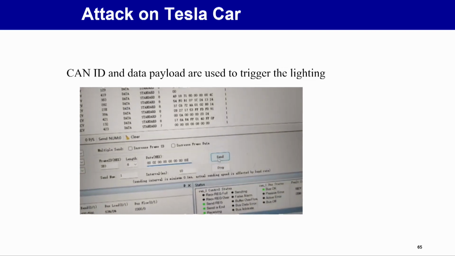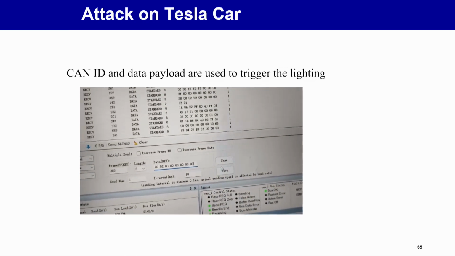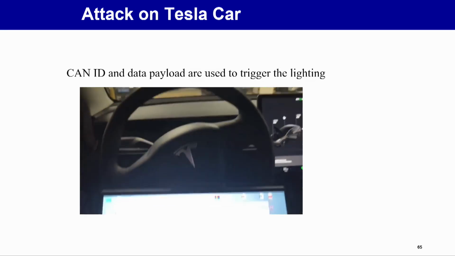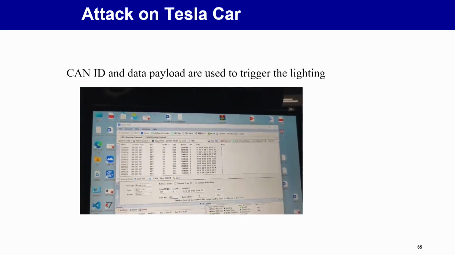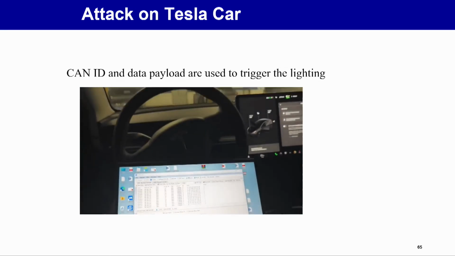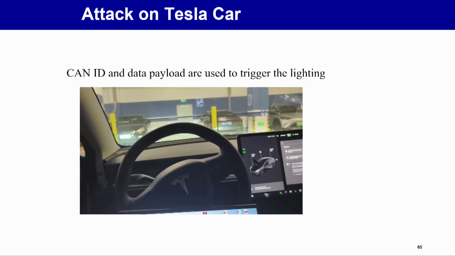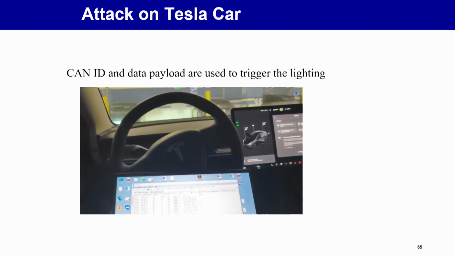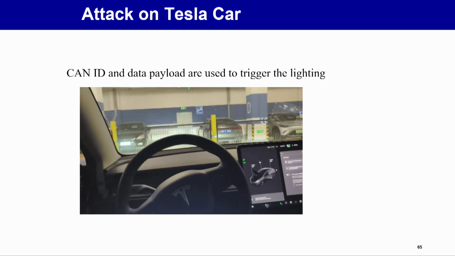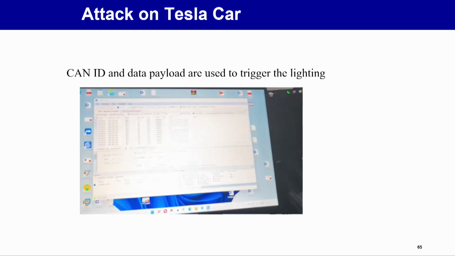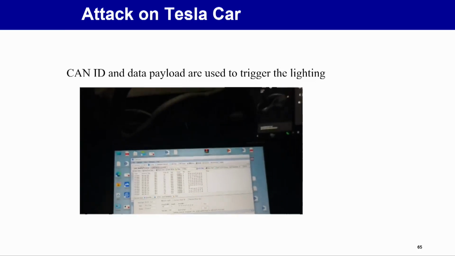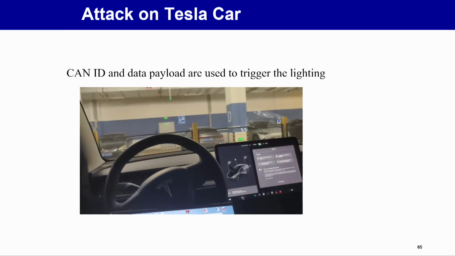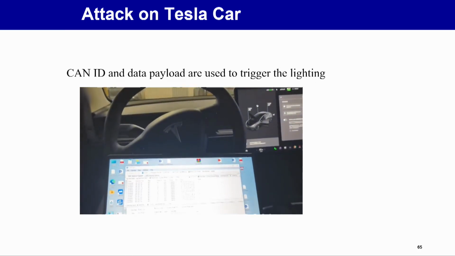And if I press the set button, the light will shine. Let me show you. So you see, for a particular CAN ID, you change the payload and then it turns on the light. When I send it, it turns on, and when I stop it, it stops, and that's all.